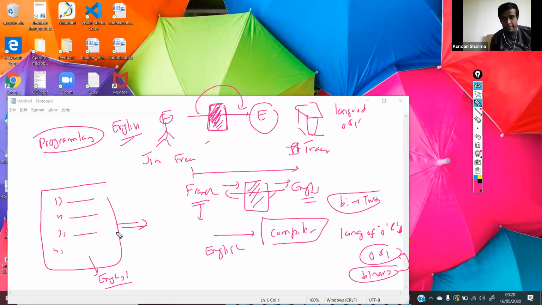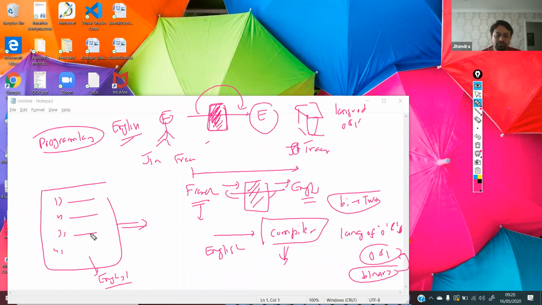So this part is clear to you: for every programming language, there will be a step of compilation, which will convert this English type language into a format which the computer can understand, which is the language of zeros and ones. This software which does this translation is called a compiler. Is this clear to you? Yeah.